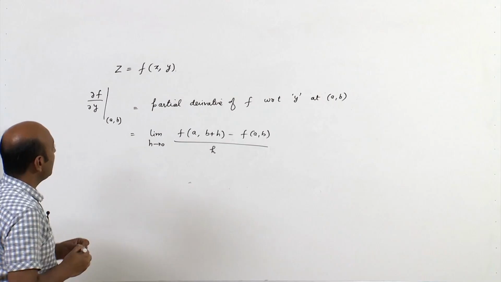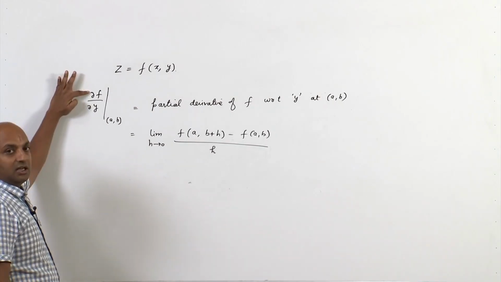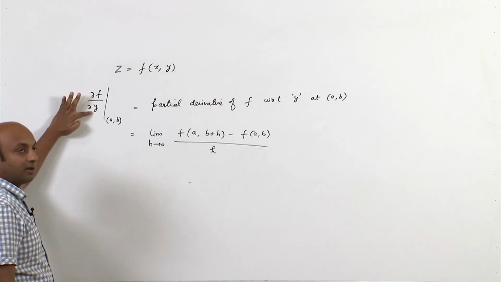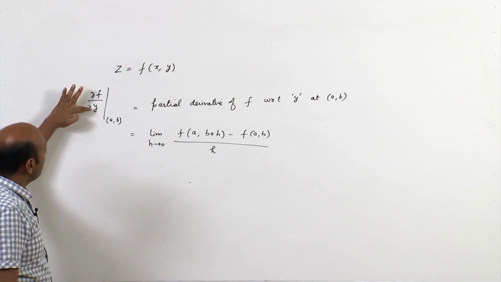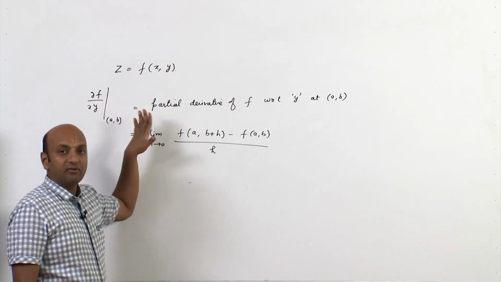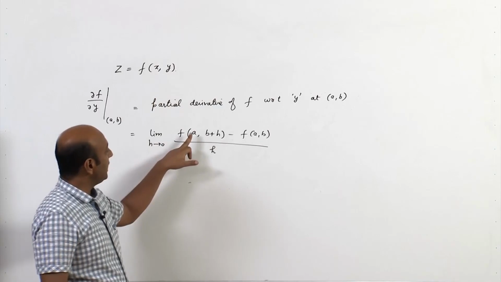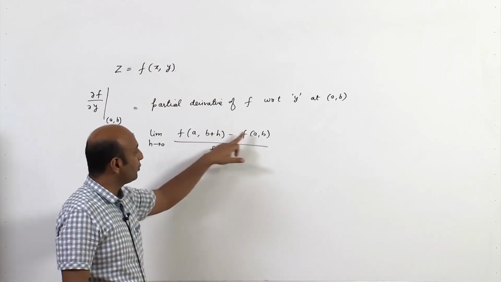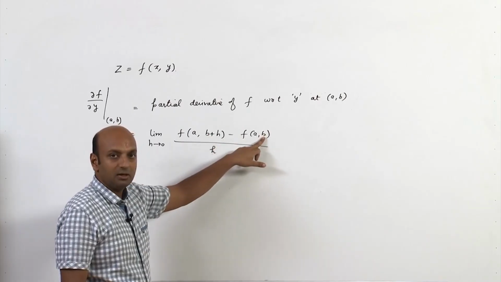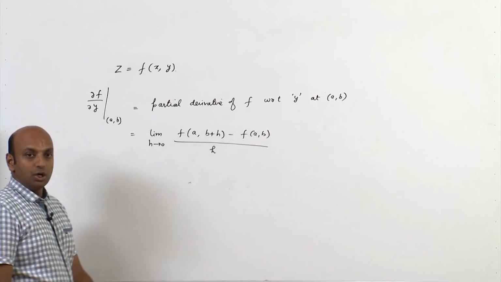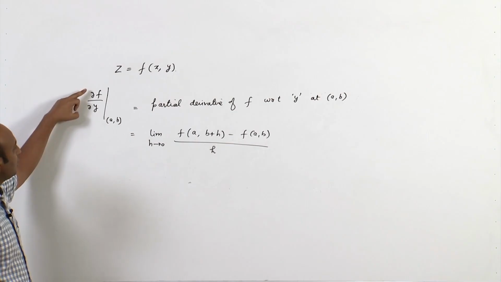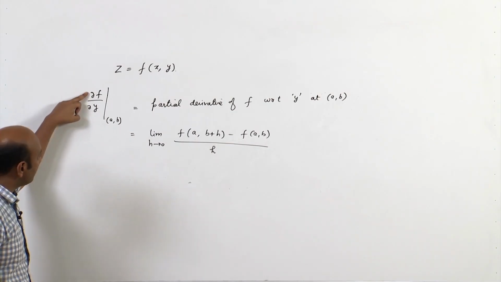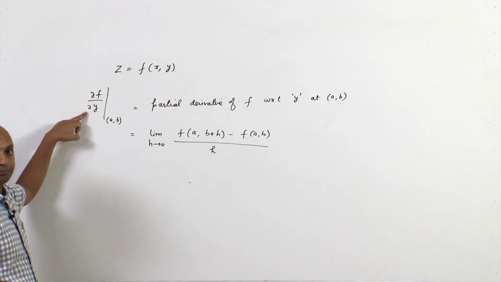Now, here when we are differentiating partially f with respect to y, we are differentiating only with respect to y, keeping all other variables constant. So, here a is constant, we are fixing a, we are changing only in the y component, b plus h to b upon h. So, this is how we can define the partial derivative of f with respect to y.